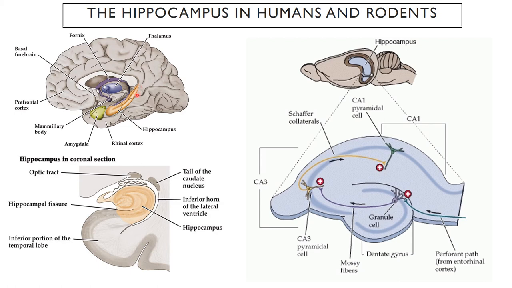So this is where you can see it located here. This would be like the head of the seahorse, and this would be the tail. It's also right up next to the amygdala. So that's another portion, to give a little bit more of a sense of where we're looking, in coronal section, where it's located.